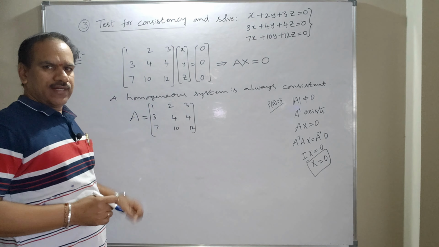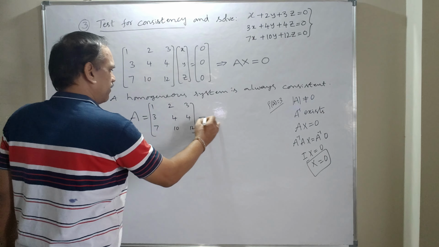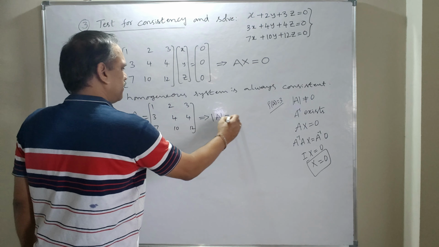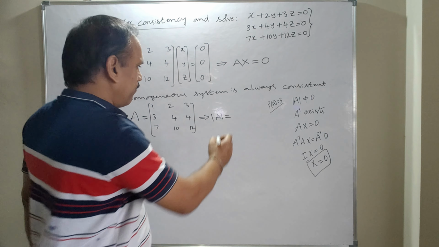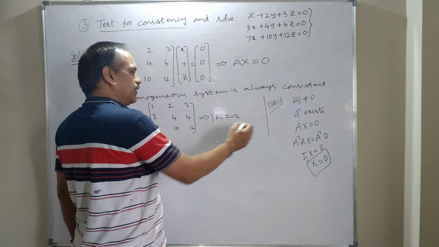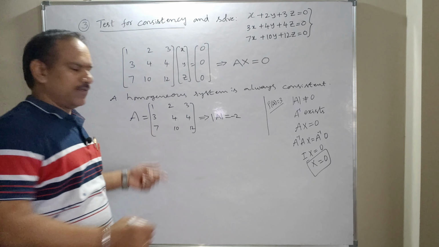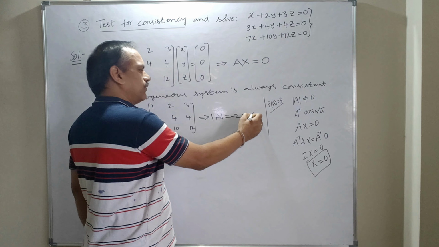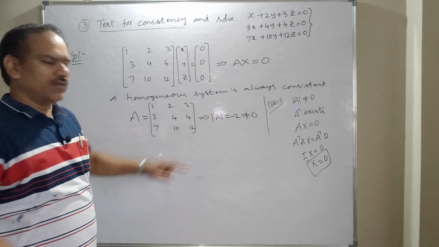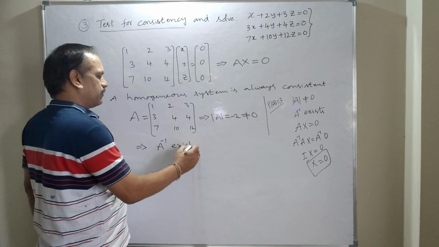You just find the determinant of the given matrix. And what is the determinant of this matrix? If you find its determinant, you will get the determinant of the matrix is -2, which is non-zero. Because the determinant is non-zero, A inverse exists.